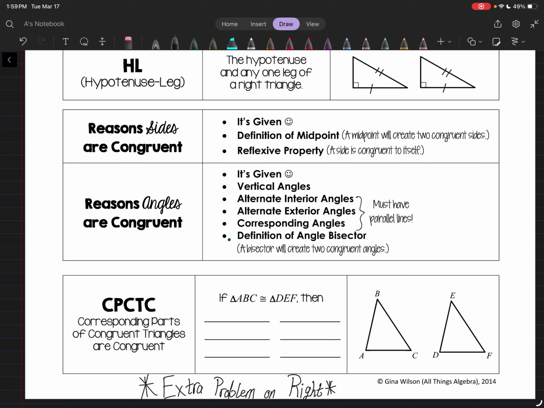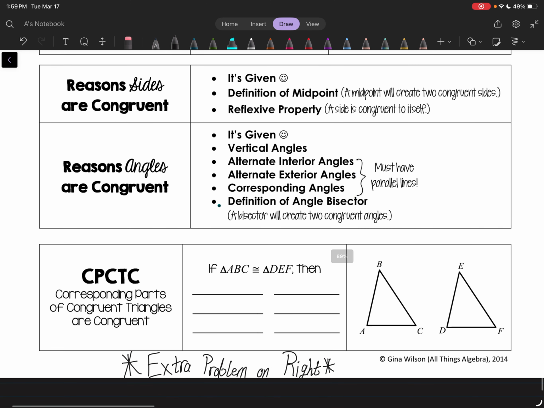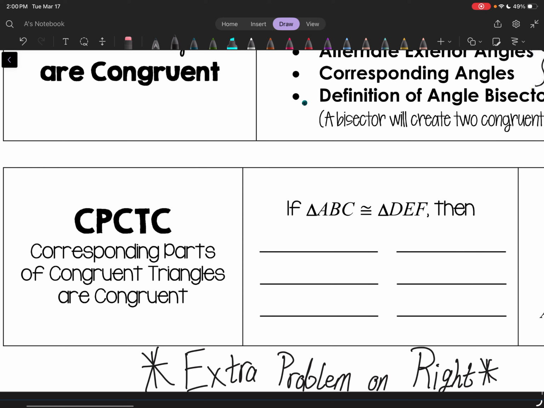The reason the angles are congruent, it's given, they're vertical. If you have parallel lines, you can use alternate interior, alternate exterior, or corresponding angles, or the definition of an angle bisector. All right. Corresponding parts of congruent triangles are congruent.